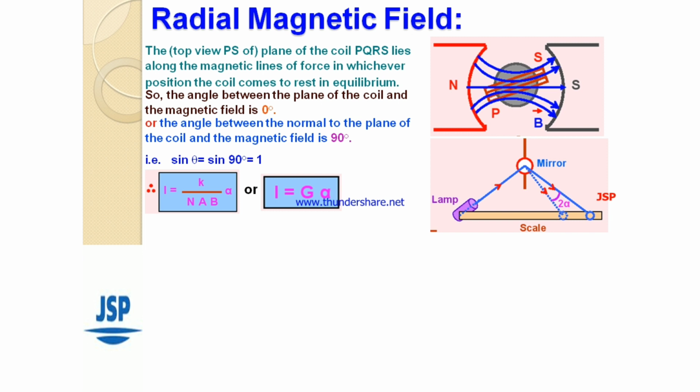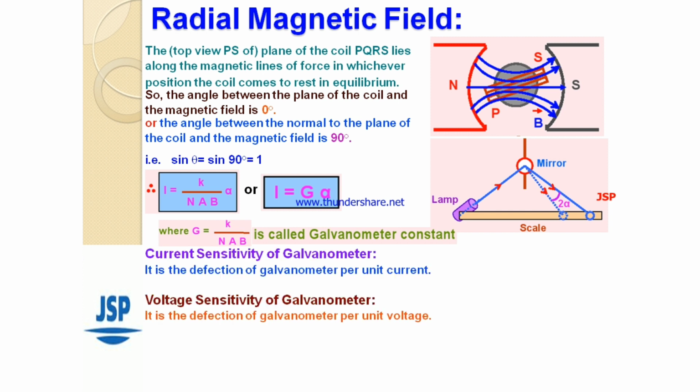So, the angle between the plane of the coil and the magnetic field is 0 degree, or the angle between the normal to the plane of the coil and the magnetic field is 90 degree. That is, sin theta equals sin 90 degree equals 1. Therefore, I equals K divided by NAB into alpha, or I equals G into alpha, where G equals K divided by NAB, which is called the galvanometer constant.